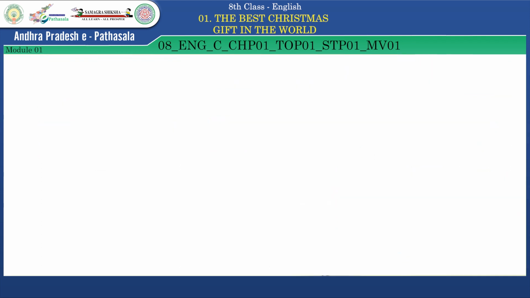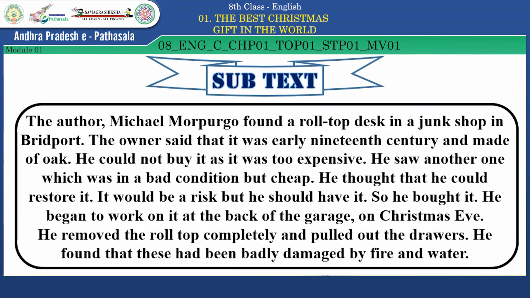Students, you can understand better by going through the subtext. The author Michael Morpurgo found a roll-top desk in a junk shop in Bridport. The owner said that it was early 19th century and made of oak. He could not buy it as it was too expensive. He saw another one which was in a bad condition but cheap. He thought that he could restore it. It would be a risk, but he should have it.